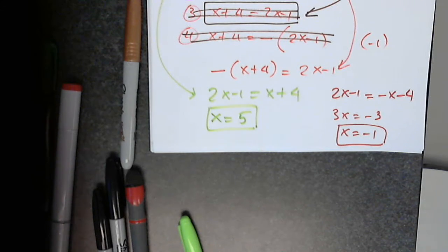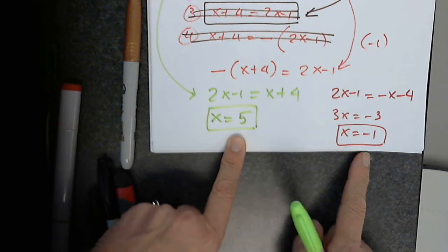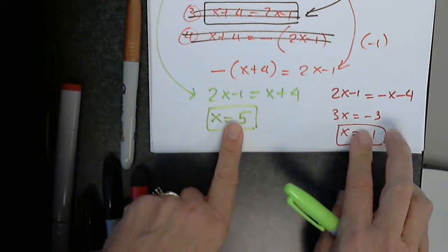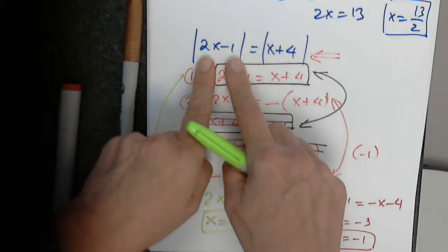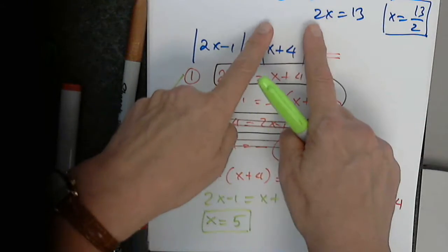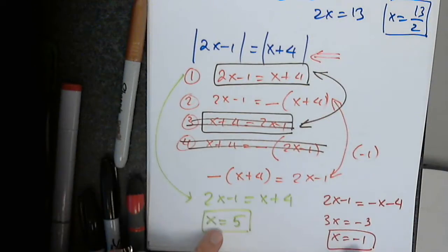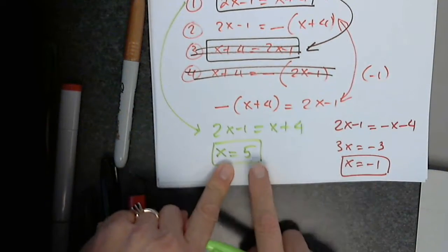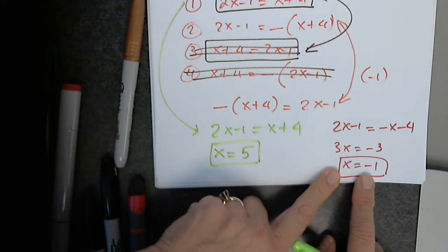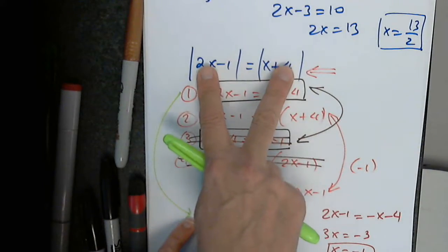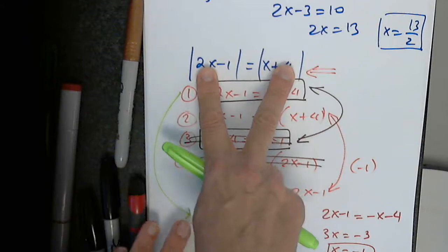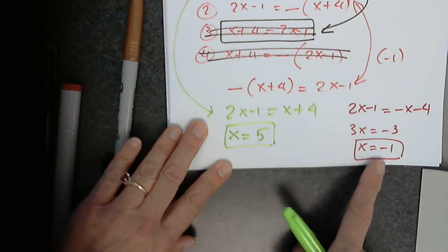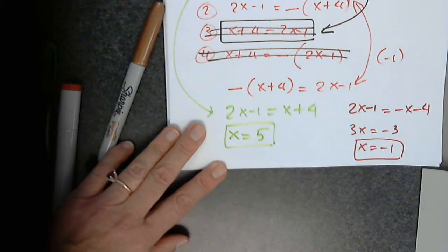Okay. So did we get 5 and negative 1? So what does this mean? It means that the left-hand side in absolute value will equal the right-hand side in absolute value only when x is 5 or negative 1. These two sides will not be the same for any other number, but they will be for 5 and negative 1. They will be the same. Okay.